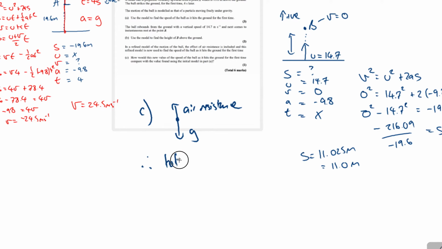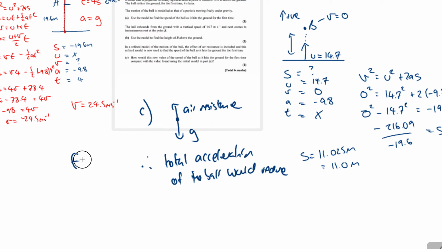Therefore, the total acceleration of the ball would reduce because now you've got an opposing force. So again, this comes into the idea that F equals ma, where the net force, well, in the initial one, in part A, you just had gravity, and now you've got an additional force. So the net force is now gravity minus air resistance, so it's going to be lower. Therefore the total acceleration of the ball would reduce, and you would find that the new value would be lower.